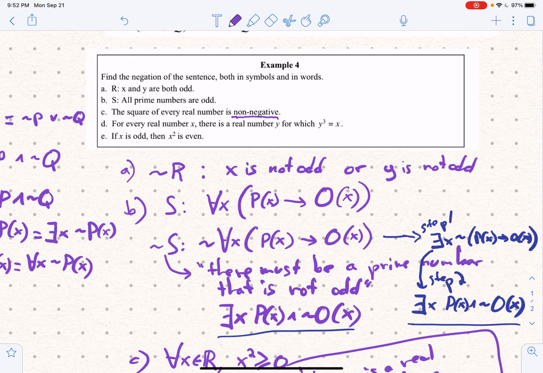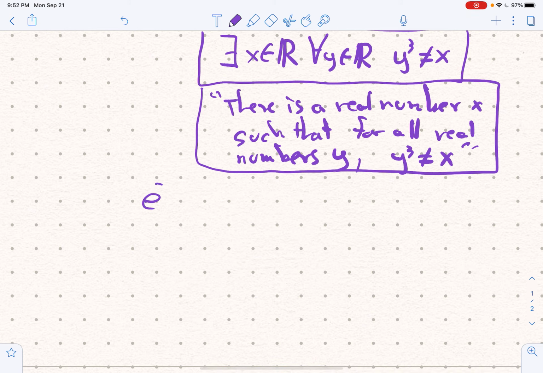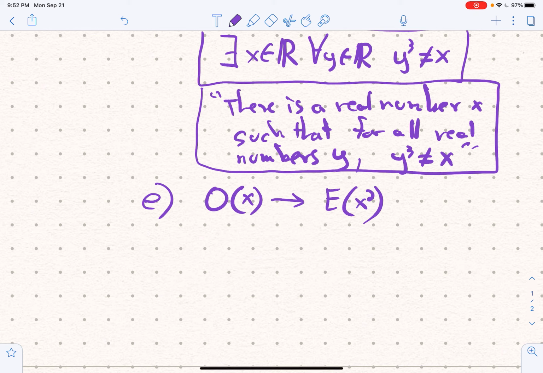Let's go ahead and take a look at E. That's our last one. It says, if x is odd, then x squared is even. So if x is odd, I'm going to write that as O of x, then x squared is even. Let's use E to represent is even. So not the existential quantifier, that's a backwards E, but this is just a regular E. This is like even. I believe this says, it's a conditional statement, so it has an if-then built into it. If x is odd, then x squared is even.